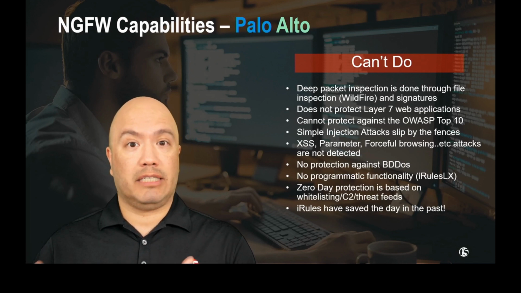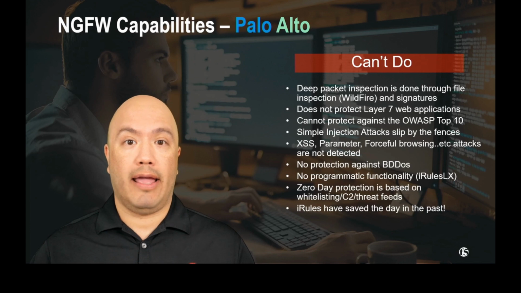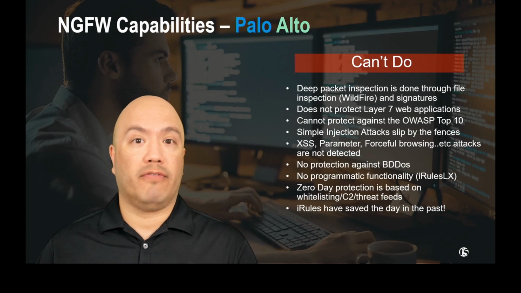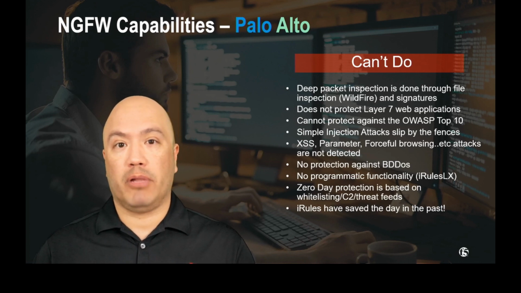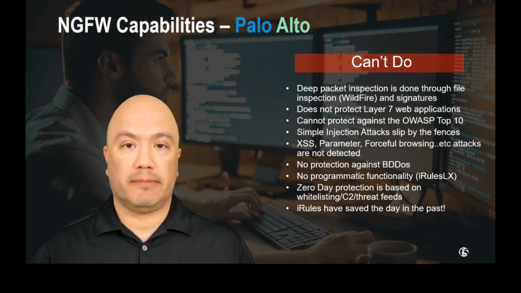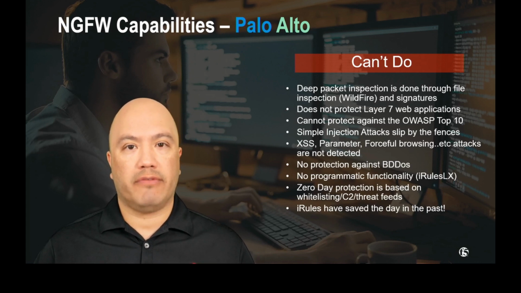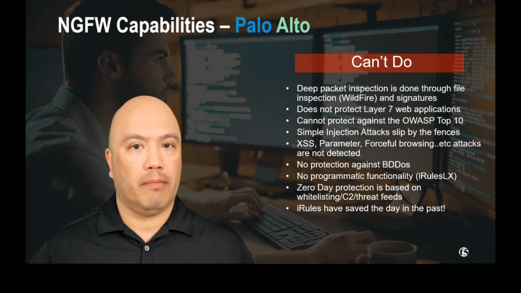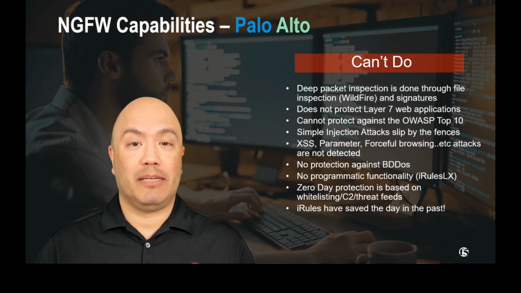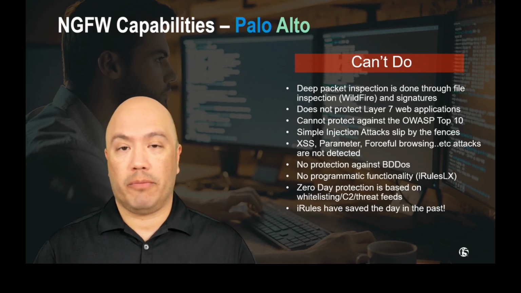They also can inspect files for malware and viruses, and they do this by using signatures and using WildFire, again, to explode that into a sandbox and to determine whether that file is malicious. So yes, they do have some layer 7 capabilities, but they don't protect against the OWASP Top 10. They can't protect against simple attacks like cross-site scripting.